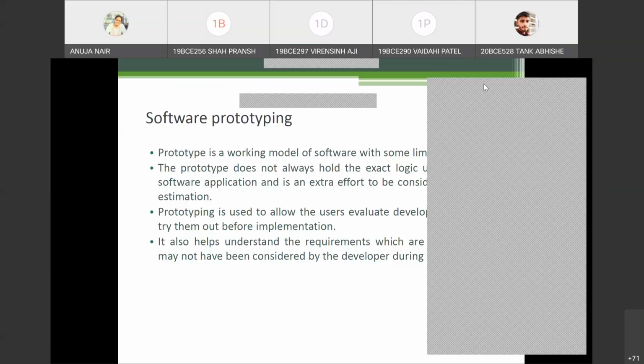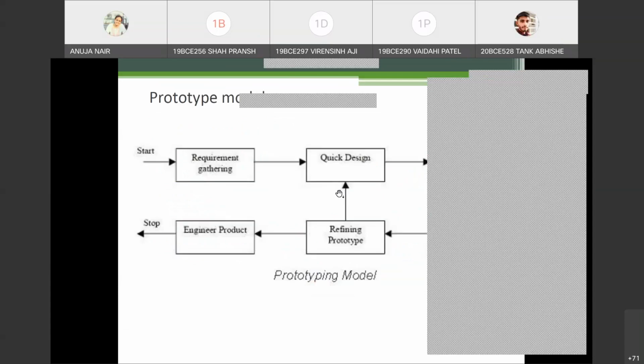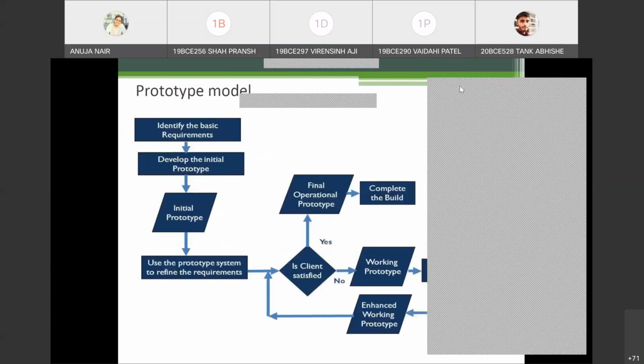So it looks something like this. This is a small flow chart of prototype model. Yes, this one. So what you are saying, identify the basic requirements. You have identified some basic requirements. Develop the initial prototype. So you are creating a small prototype, your first prototype, right? Now that initial prototype is there. Use the prototype system to refine the requirement. How do you use the prototype system to refine the requirement? Refine the requirement means what? Make it further proper, you know, properly putting up the requirements.